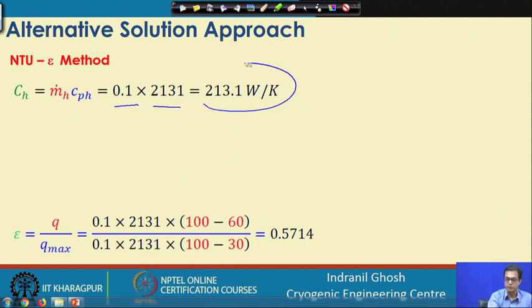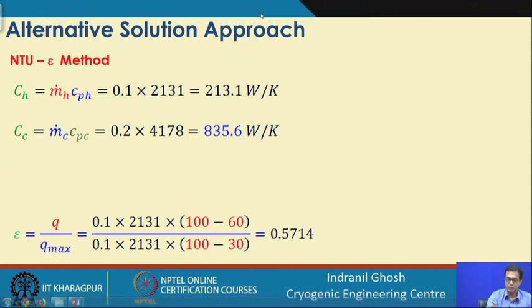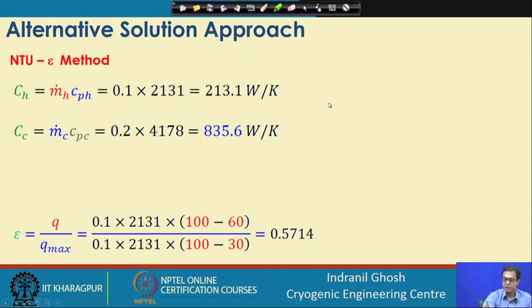So, it is 213.1, and we also have the cold fluid heat capacity. That will come out to be 0.2 multiplied by 4178, which is equal to 835 watt per meter. So, now we can understand that this is the C minimum, the minimum heat capacity, and this is the maximum heat capacity fluid.